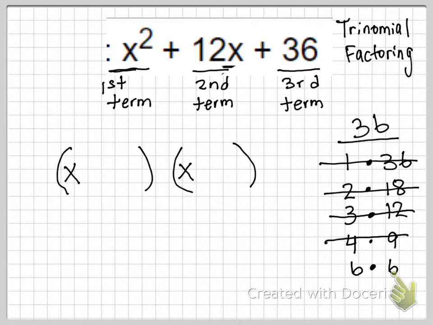But there is a way I can get positive 12 from the 6s. If I did 6 plus 6, that would give me my second term. And if I did 6 times 6, that would give me my third term. So I know automatically that this third term is going to work.